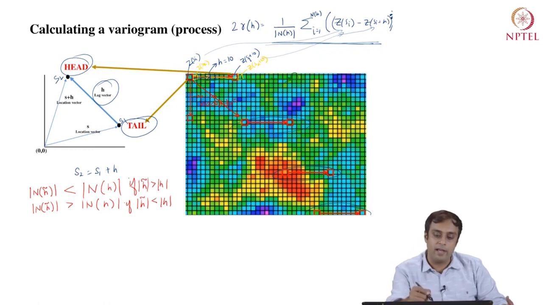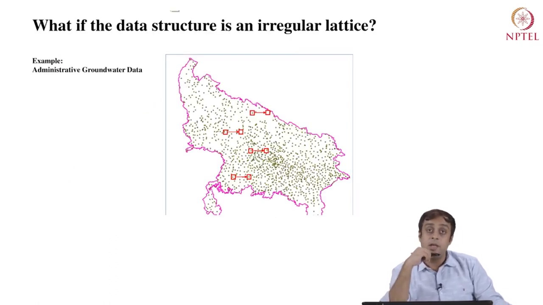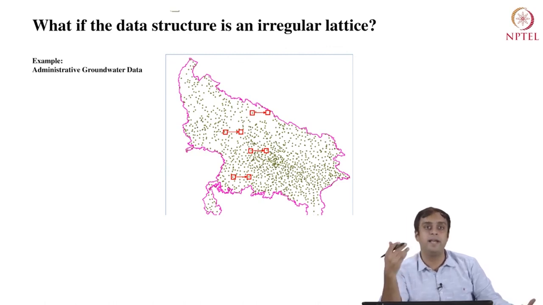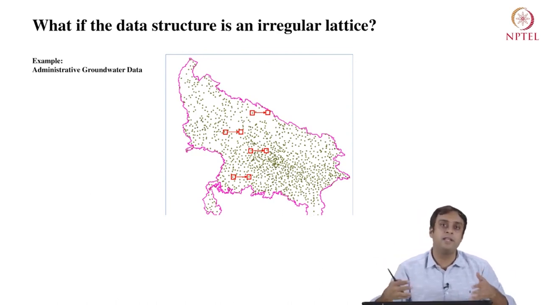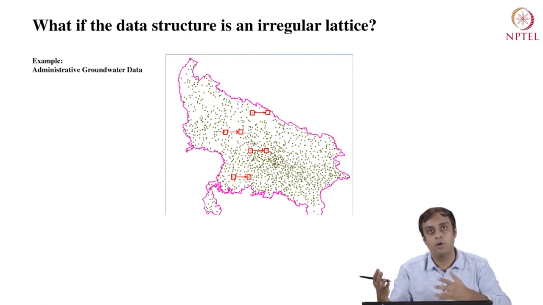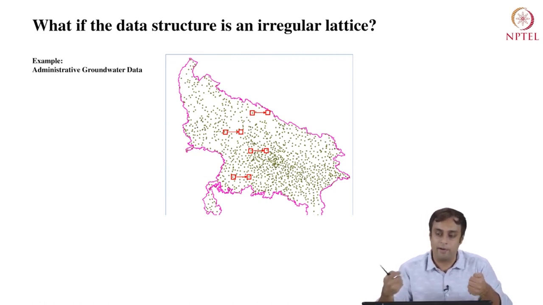Okay, so this is for a regular lattice. But what if we have an irregular lattice? In fact, when we work with data, we usually have to work with irregular lattices. So in the next part of this lecture, we are going to study how to calculate a variogram if the data are on an irregular lattice.